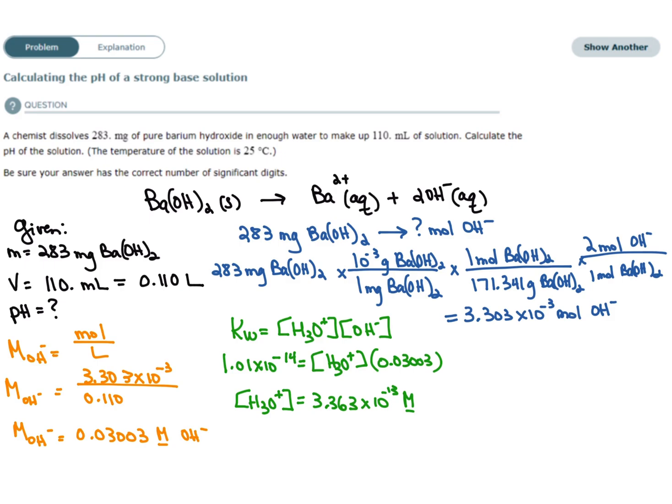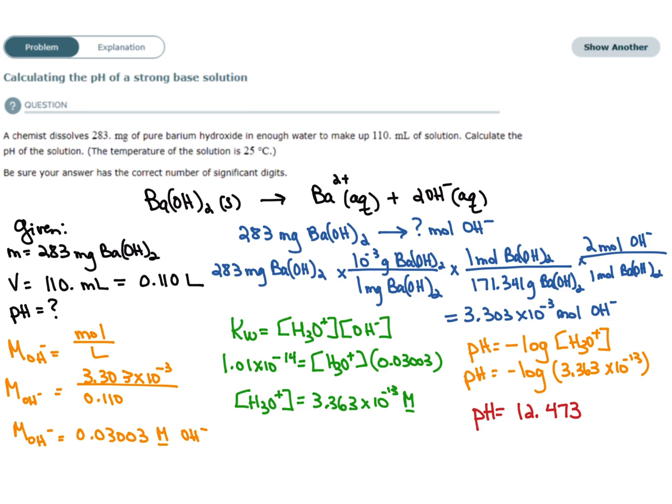Now that I have my H3O plus, I can go ahead and plug that into my pH formula. pH is negative log times the concentration of H3O plus. Our concentration would have had 3 significant figures. So 3 significant figures in concentration means 3 decimal places in pH. So the pH of this solution is 12.473. Good luck and keep practicing.